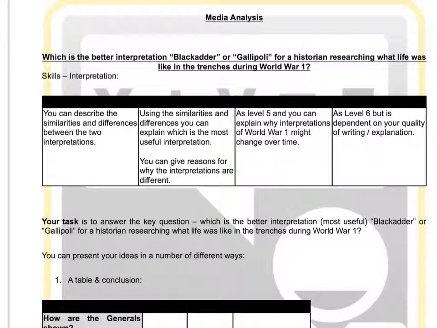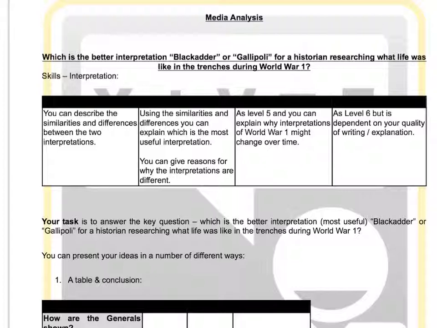This is the support guidance film for the media analysis essay task that students are writing for students in Year 9 History at Plymstock School. The question set is, which is the better interpretation, Blackadder or Gallipoli, for a historian researching what life was like in the trenches during World War I?